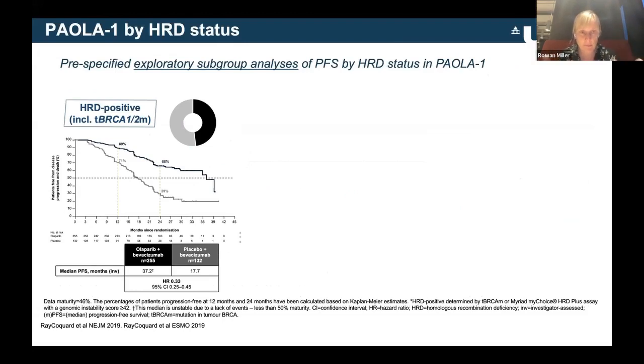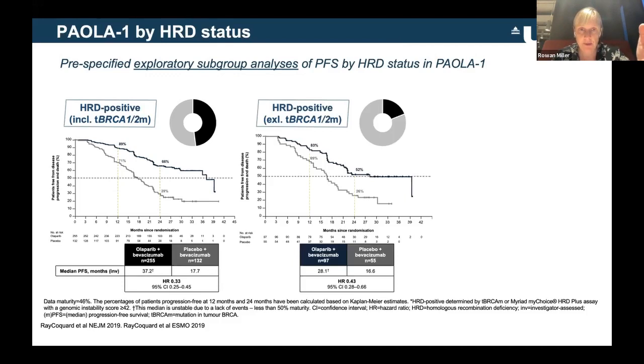But when we split it up by biomarkers, this is when you really see the power of the biomarker analysis. So here, these are the HRD positive patients, so included the BRCA patients, but also the non-BRCA patients, and a median PFS of 37 versus 17 months, a 20-month improvement in progression-free survival, highly significant hazard ratio. Now, the cynics amongst you could say, oh, well, that's just because the BRCA patients are included. But actually, if you take out the BRCA patients, you just have the HRD non-BRCA patients, still a substantial improvement of 12 months in progression-free survival.